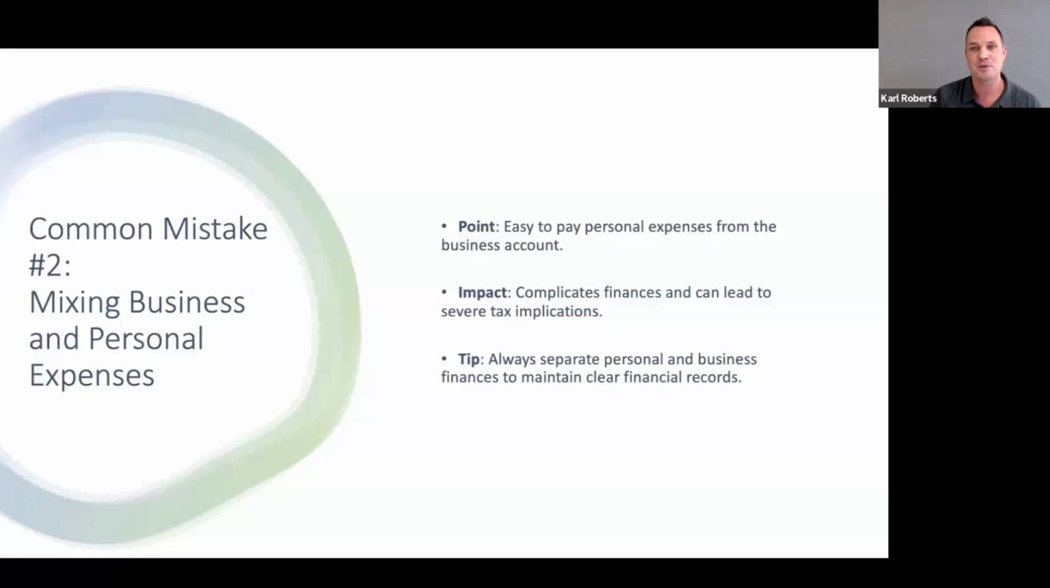Just because you can pay for business stuff on Amazon doesn't mean that every single expense going through Amazon is going to be a business expense. So personal stuff should sit in your personal account, the business stuff in the business account.